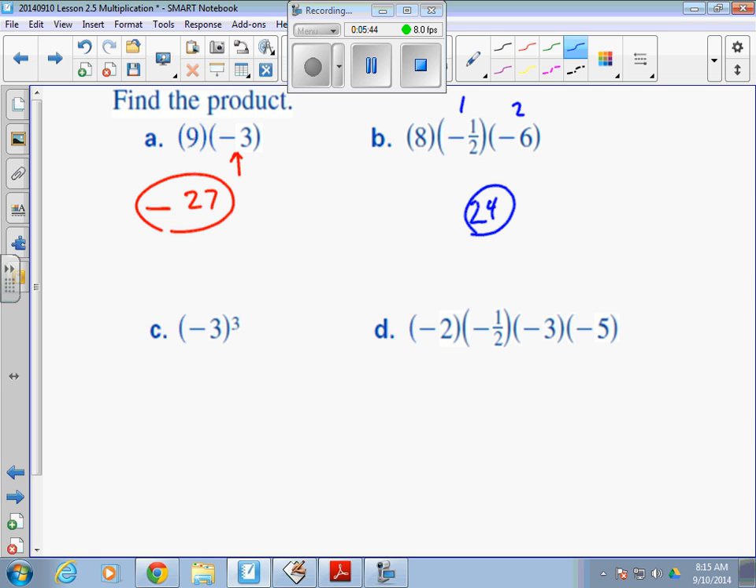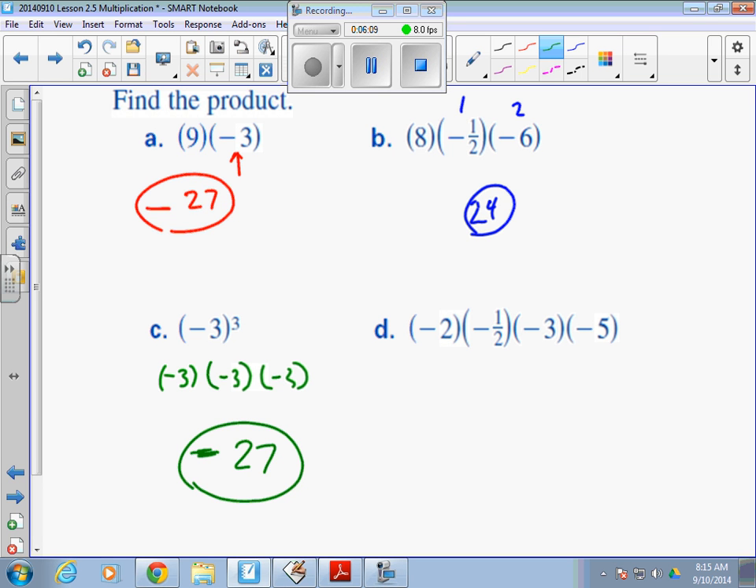Letter C says negative 3 to the third power. Now, the negative value is being raised to the third power. That's the same thing as negative 3 times negative 3 times negative 3. So there's an odd amount of them there. Odd amount means at the end it's going to be a negative value. 3 times 3 is 9, and 9 times 3 is 27.